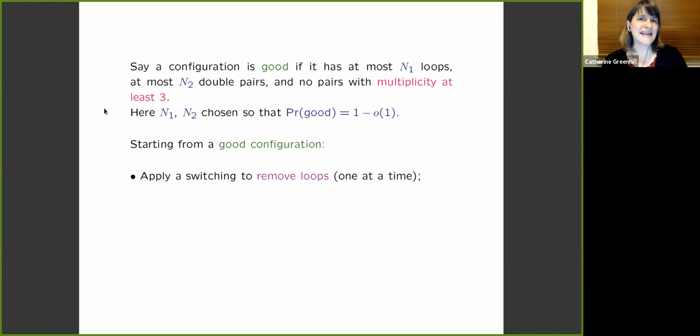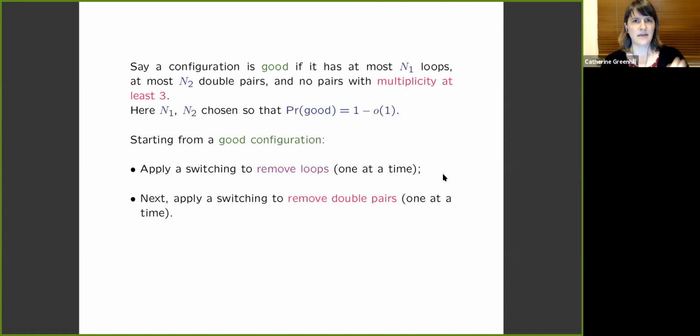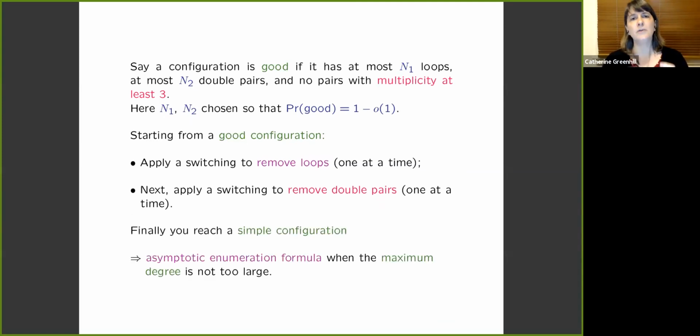Then this means that the number of good configurations is asymptotically equal to the number of all configurations, which is something that we can just write down. It's a known quantity. Now, taking any good configuration, it has some number of loops and some number of doubles. You can apply the loop removal switchings to remove loops one at a time, and then apply the double removal switching to remove the double pairs one at a time. And eventually you will get down to a simple configuration, and that's the set we want to know the size of, the number of simple configurations.